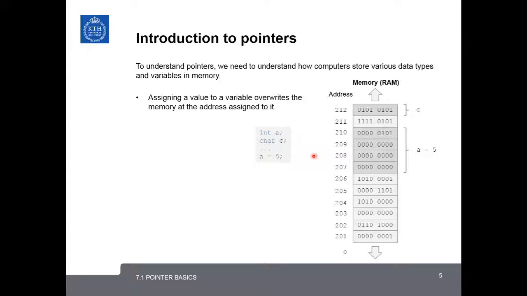Now if we assign a value to a variable, it overwrites the memory at the address that it was assigned to. So here we said a is equal to 5, and in the memory address 207 to 210, we can see that the bytes here have been changed to represent the integer 5. By incrementing the value of a, here we have a new line a++, this causes the machine to overwrite the memory at the address of a with a new value. So here you can see now in address 210, we have a value of a equals 6.